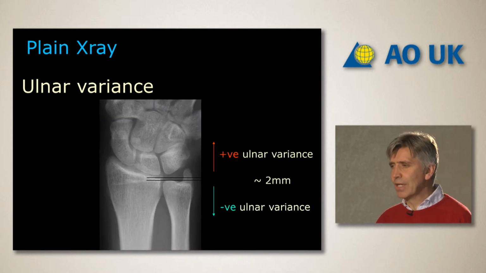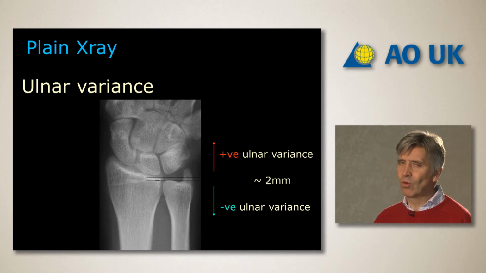On the PA, you can also assess ulnar variance. If the ulna is longer than the radius, it's called positive ulnar variance. If the ulna is shorter than the radius, it's negative ulnar variance. And there's normally about a 2 millimeter variation. That's what the normal finding is.